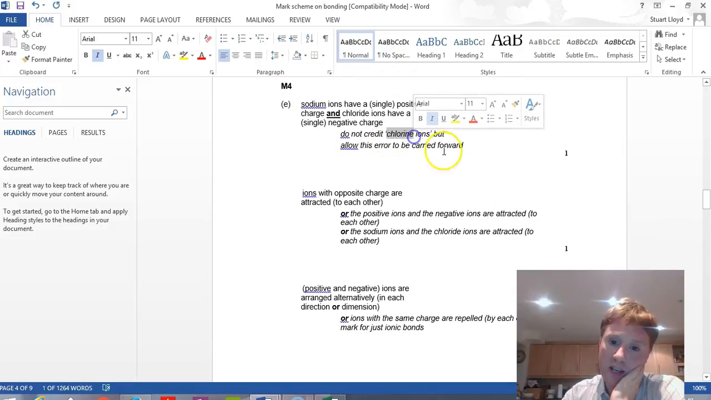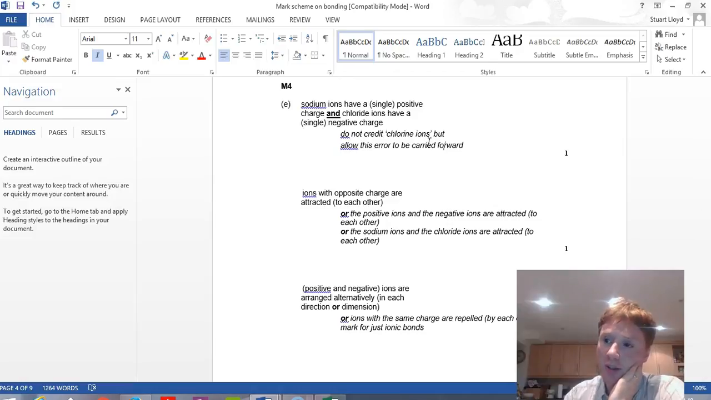Don't write chlorine ions. You need to remember that when non-metal elements form negative ions, they end in "ide" instead of their normal name. So it's oxide ions, not oxygen ions, etc.